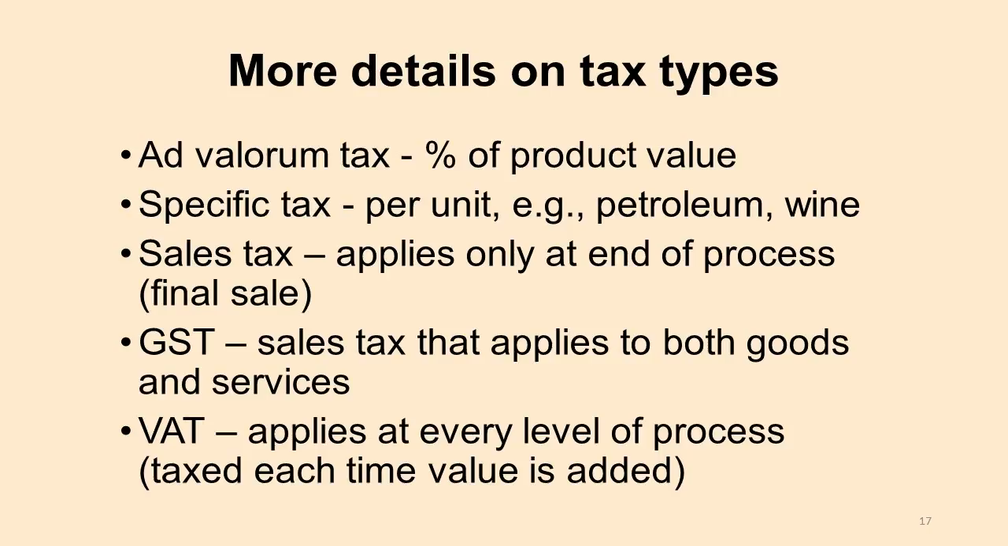A specific tax is a tax per unit, like that stamp, like that excise. So if you buy a bottle of wine, there's a $2 specific tax. It doesn't matter how much the wine cost, every wine of 0.75 liter, the charge is $2.